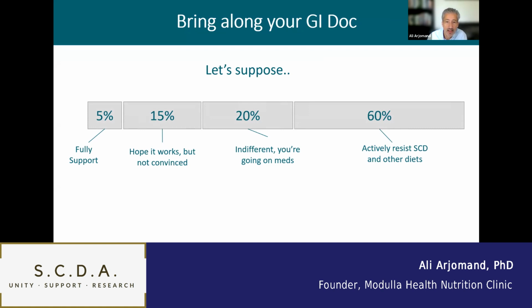Let's say 20% are indifferent. They just know you're going to come back and be on meds anyway. So they're kind of neutral. Maybe there's 15% who are hopeful that diet SCD works. They're just not really convinced. Maybe you can work with them. And maybe there's 5% of the GI doctors out there that are fully supportive, maybe even recommending it, right? Again, these numbers are totally made up, but it's a good way to start a conversation.